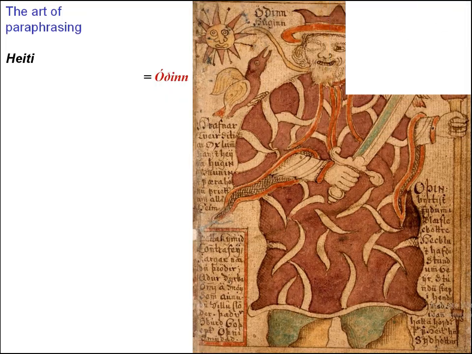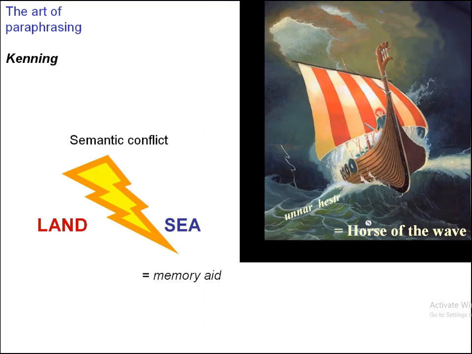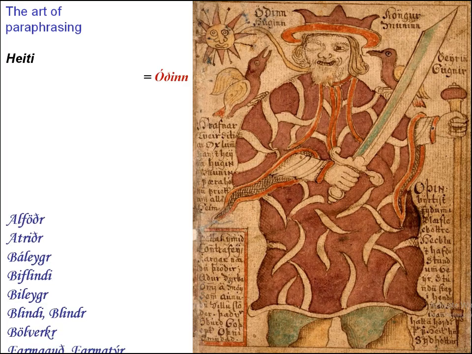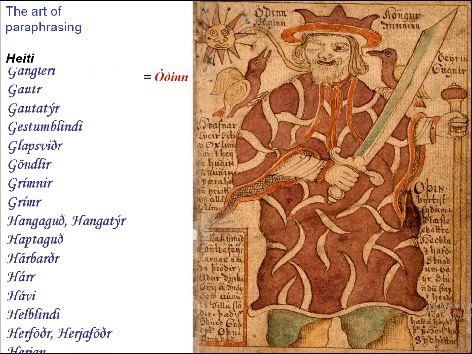First, we have heiti, that is mythologically motivated replacement names for different figures in mythology. In this case, Odin, who has a plenitude of names that allude to other myths. The other element in the art of paraphrasing was the use of kennings.